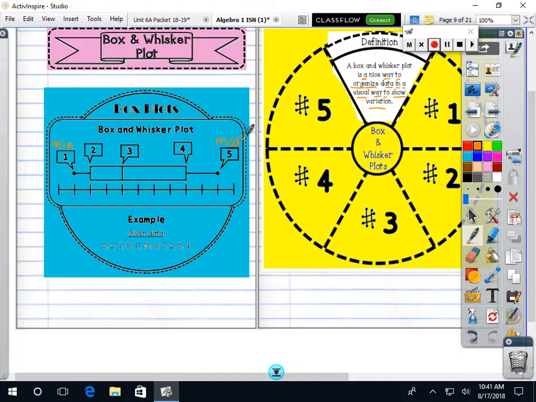Okay, and open up that flap 5 and tell me what the definition of the maximum is. Right, and we already knew that when we did min and max last week. So that would be what number? 11. So under flap number 5, on that blank part in the back where it says example, you can write 11.